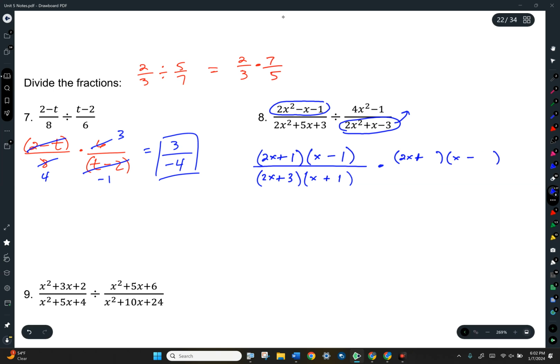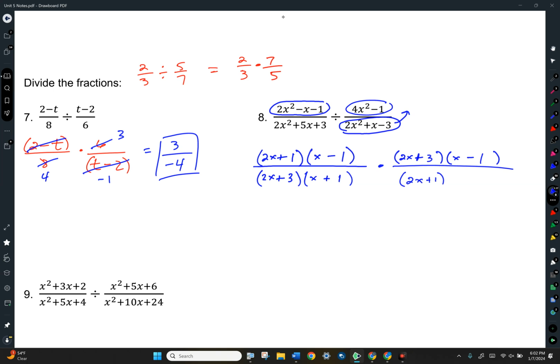I'm going to switch the 3 and 1. That's going to give me positive 3 and negative 2. That's going to work, okay? On the bottom, I'm working on the 4x squared minus 1. Isn't that a difference of squares? 2x plus 1 and 2x minus 1.